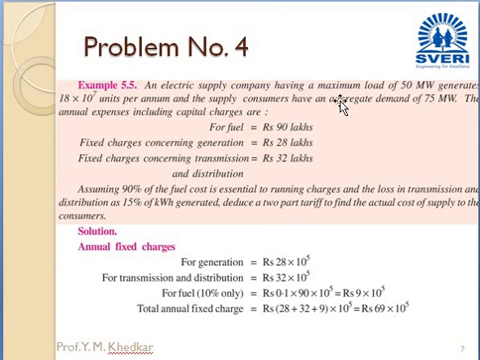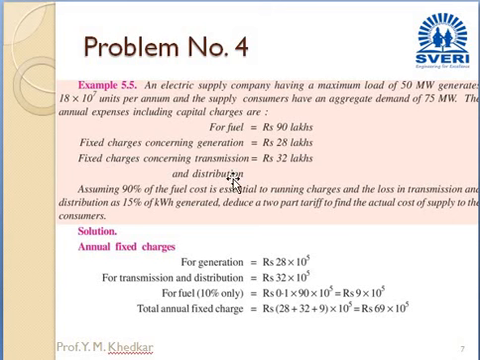So we will have to enlist the given things first. Maximum load 50 into 10 raised to 3 kilowatt. Aggregate demand, meaning the summation of the demand, is 75 into 10 raised to 3 kilowatt. Then for fuel the charges are 90 lakh rupees. Fixed charges for the generation 28 lakh rupees.